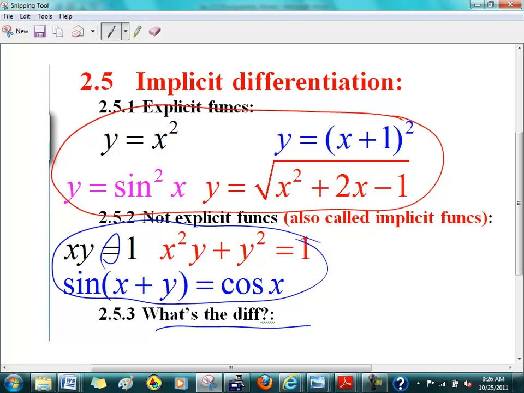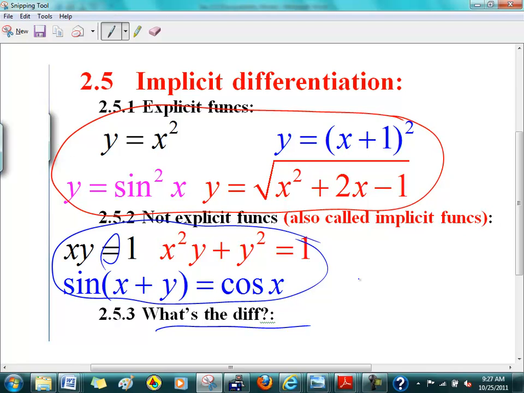Okay, so for explicit, it's always equal to y, and for implicit, it's equal to whatever. For explicit functions, the y variable is on its own. Period. That's why it's explicitly a function of x. Y is explicitly a function of x. Y is by itself. Okay?